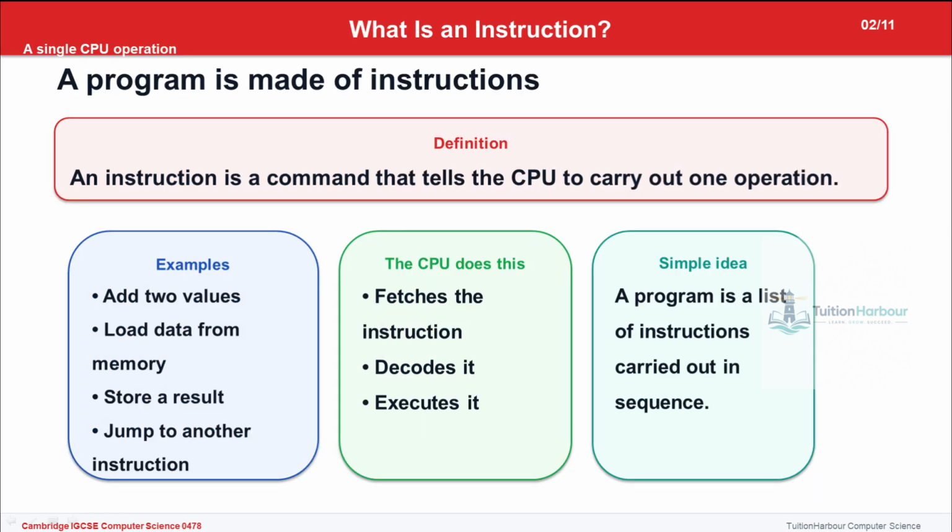What is an instruction? An instruction is a command that tells the CPU to carry out one operation. A computer program contains many instructions arranged in a sequence. Instructions may tell the CPU to add values, load data, store data, or move to another instruction.